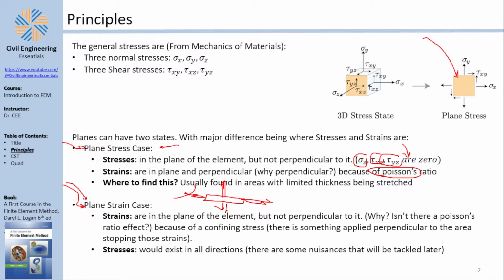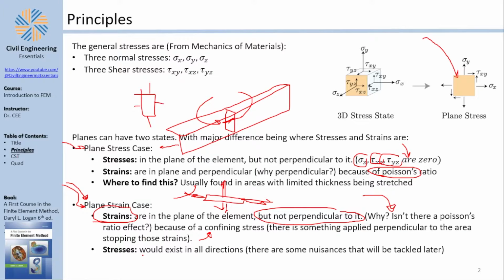Plane strain case is some sort of confined case. It's a little bit harder to imagine, but the idea being that there are only strains in the plane and no strains perpendicular to it. Now, of course, why is this happening? First of all, the strange thing is that if you have strain in the plane of the element, there should be strain perpendicular to the element, right? Because of Poisson's ratio. Now, what's the assumption here? The assumption here is that the strain perpendicular to the element is small or negligible. And the reason behind this could be either because it's negligible itself or it's because it's confined.